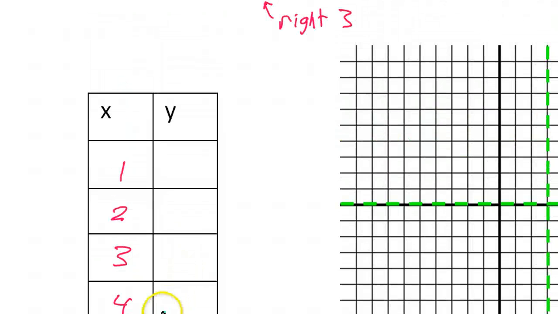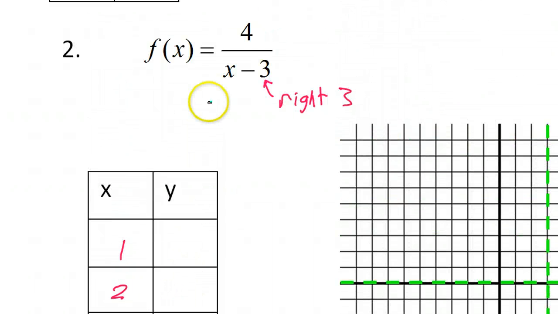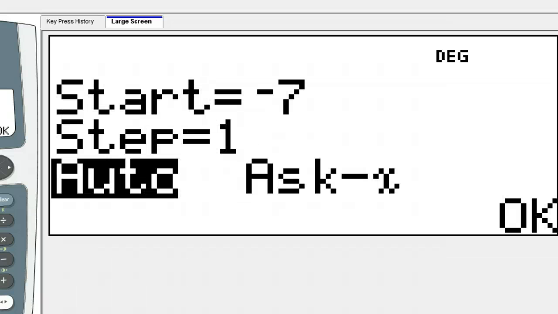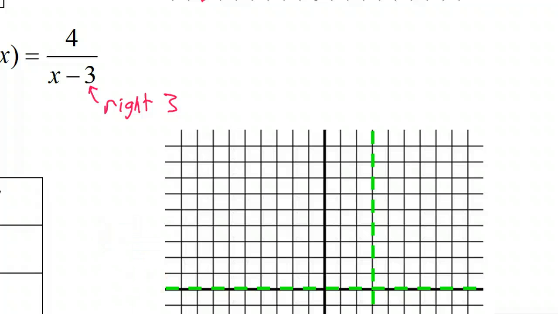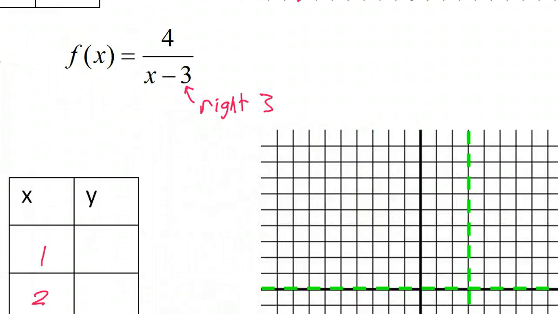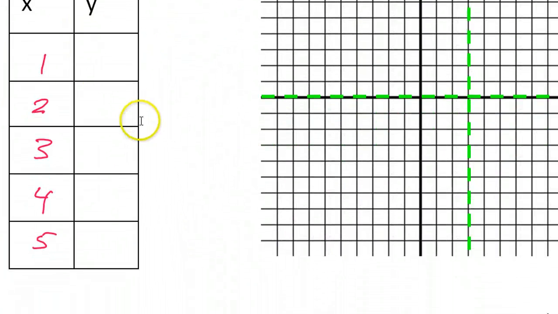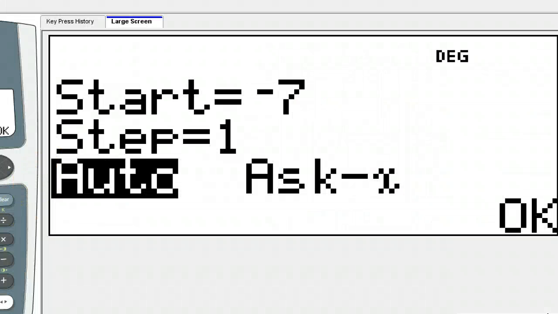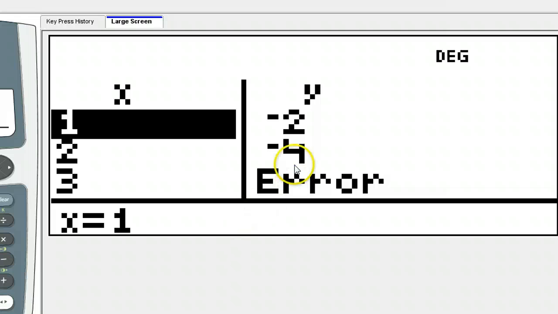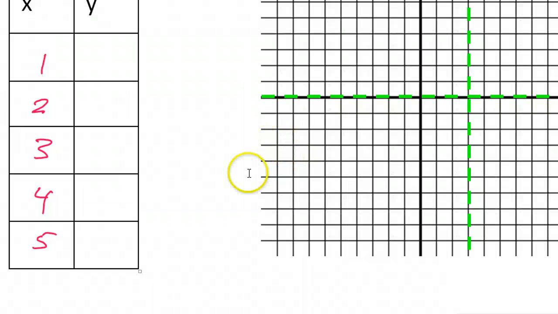To get the y values that go with these x values, for right now I'm going to use the calculator, but be prepared to do this by hand if you have to. Let's see, what about that table? We're supposed to start the table at 1 actually, so at 1 we have -2 and then -4.